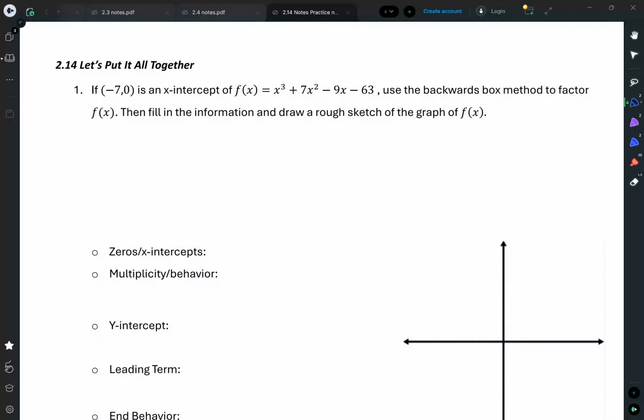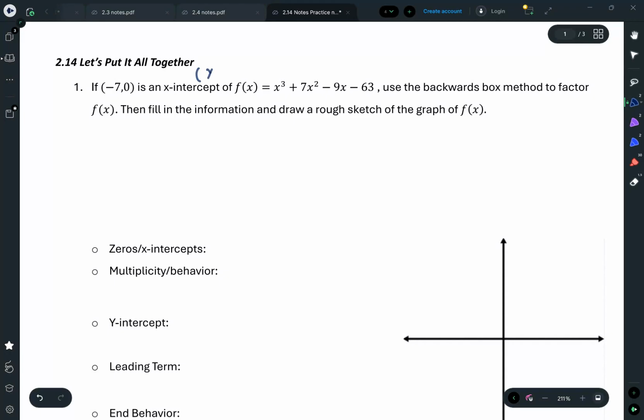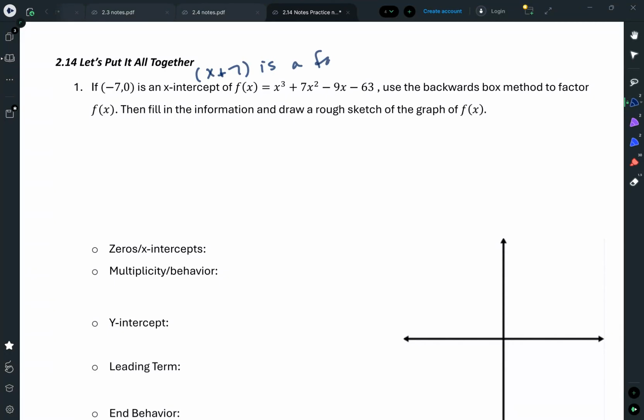So we know that (-7, 0) is an x-intercept. So that means that x plus 7 is a factor. And if we get stuck, this is my x value. I have x equals negative 7. If I add 7 on both sides, I have x plus 7 equals 0, and it equals 0 because it is a factor. So x plus 7 is a factor. Use the backwards box method to factor f of x, fill out the information, and draw a rough sketch.